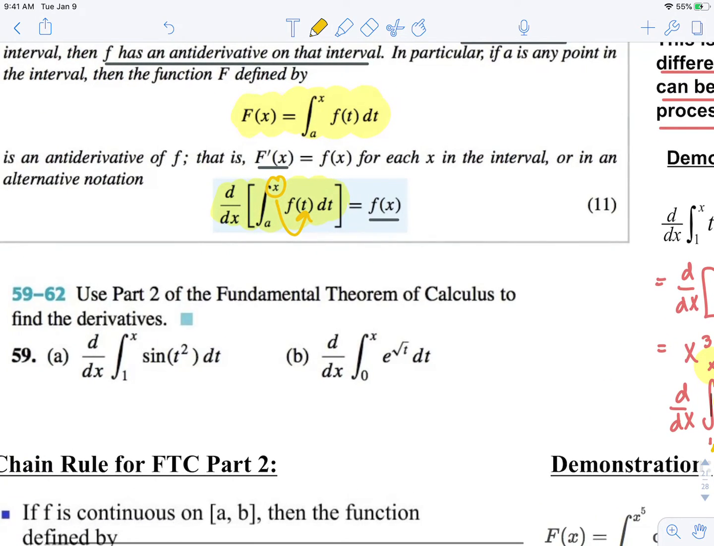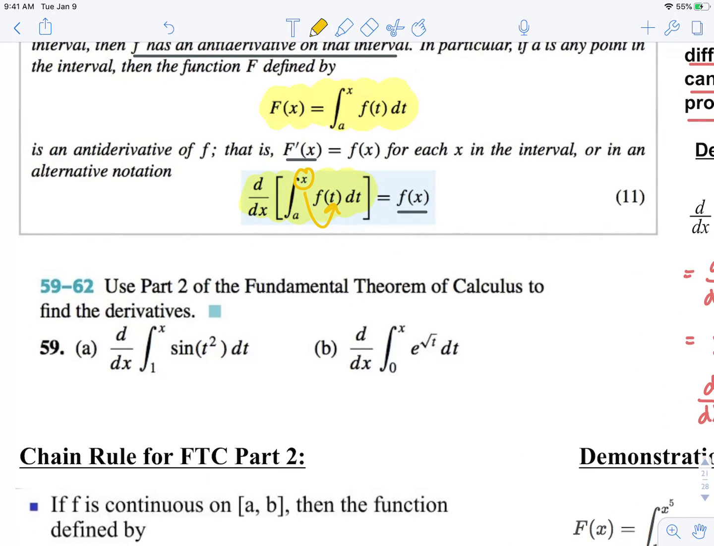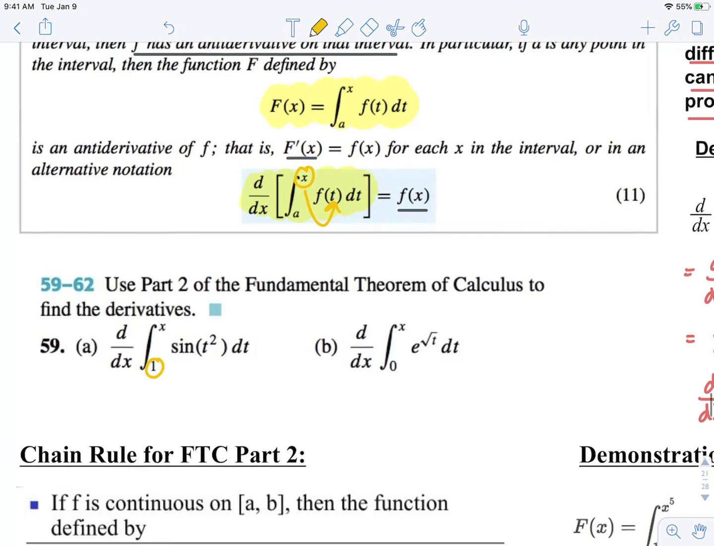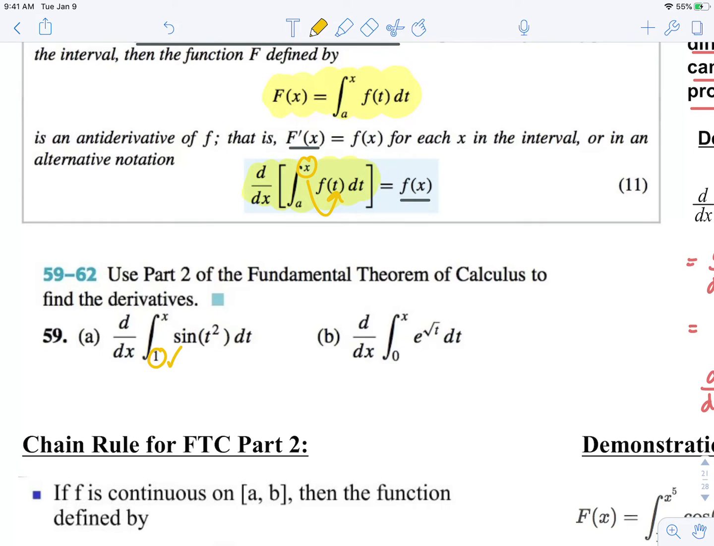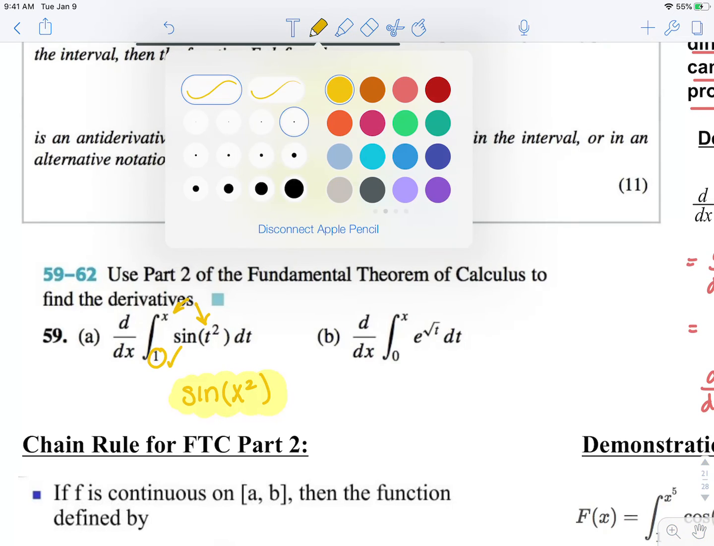So we're going to use part 2 of the fundamental theorem of calculus to find the derivative. So remember, before we can use FTC part 2, this bottom must be a constant. It is. And it's going to a variable up top. That variable is just going to replace the variable in my integral. So my answer here would be sine of x squared. No work needed because we're using the fundamental theorem of calculus.